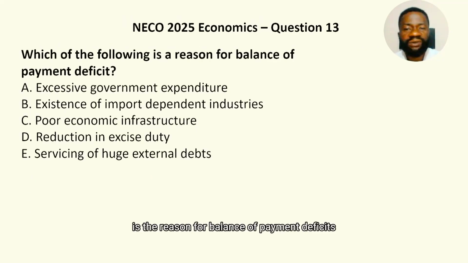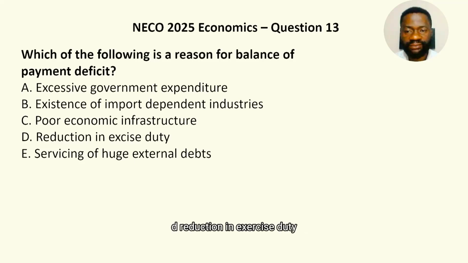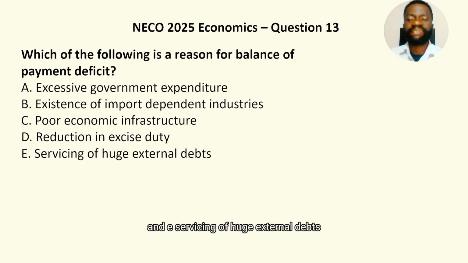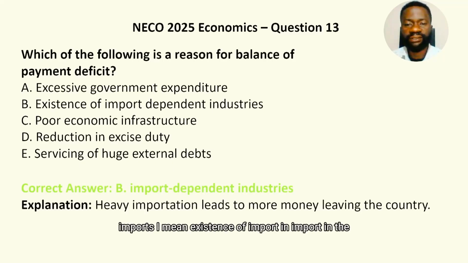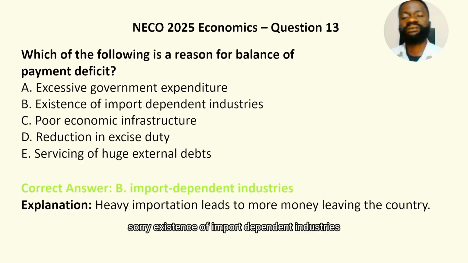Which of the following is a reason for balance of payment deficit? A, excessive government expenditure. B, existence of import-dependent industries. C, poor economic infrastructure. D, reduction in excise duty. And E, servicing of huge external debt. The correct answer to the question is option B, existence of import-dependent industries. That's the correct answer.